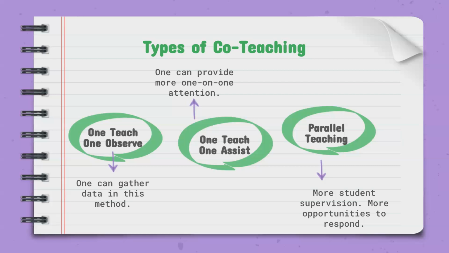The most important part of one teach, one assist is that we don't only provide that extra attention to students with disabilities. Otherwise, we have singled out students with disabilities from their non-disabled peers, and that's exactly what we don't want to do in co-teaching situations. Okay, we want students to not have a clue who has disabilities and who doesn't. That's the goal, okay?